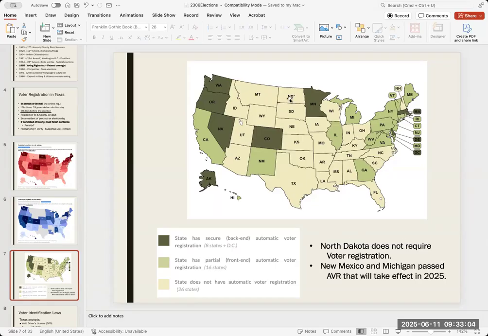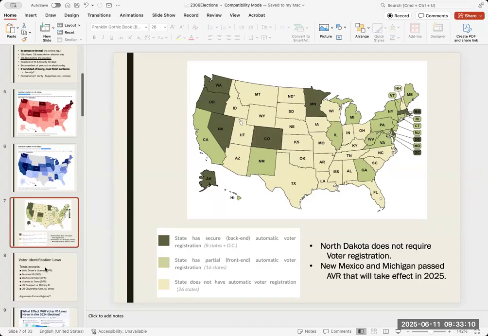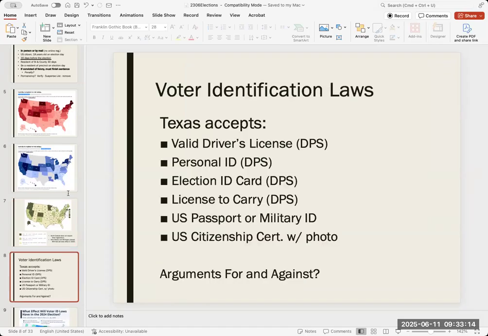North Dakota, I mean, there's honestly not a ton of voters there, but our voter registration in North Dakota. So every state is going to be different in terms of their registration process. Now, Texas was one of the first states to pass a voter identification law.